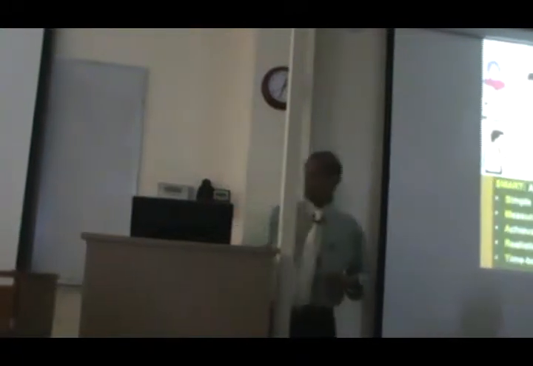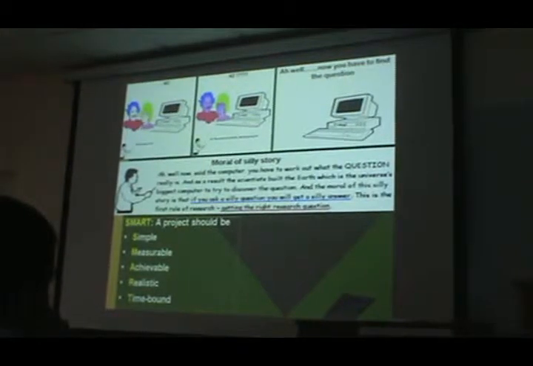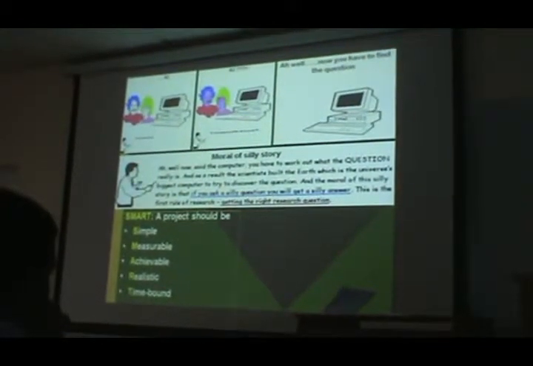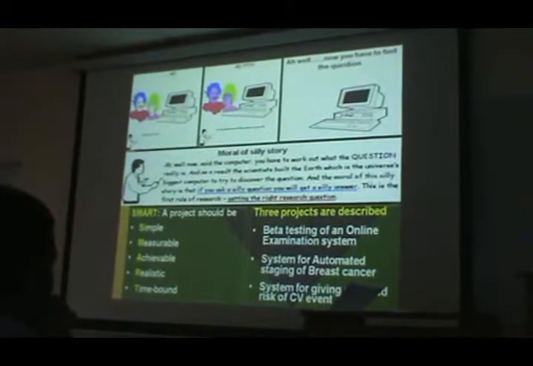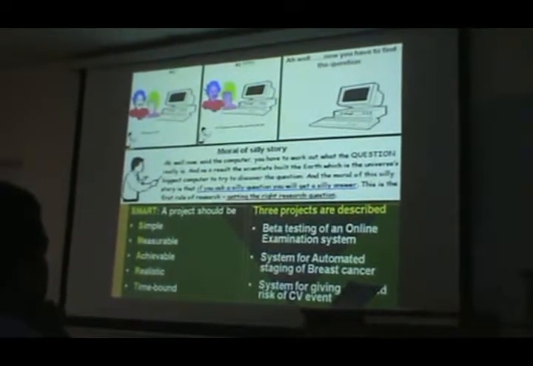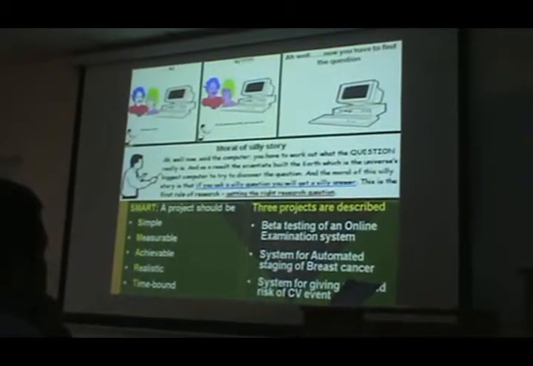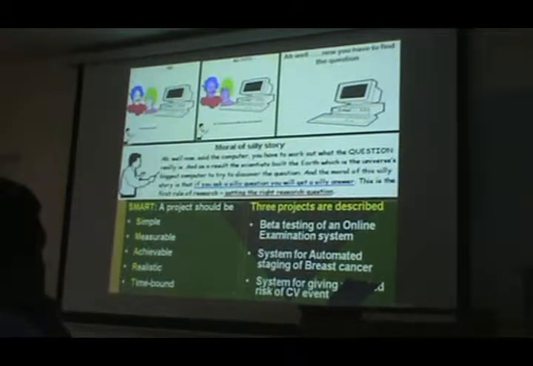The next rule of research is that any research project should have SMART objectives. What is a SMART objective? It should be simple, measurable, achievable, realistic, and time-bound. With these guidelines, I'm going to tell you briefly about 3 projects. One is a beta testing which I have performed on a technological system in an education setting, and 2 clinical systems which I have devised. One is about cardiovascular risk assessment, the other is the staging of breast cancer. So let's get on with it.